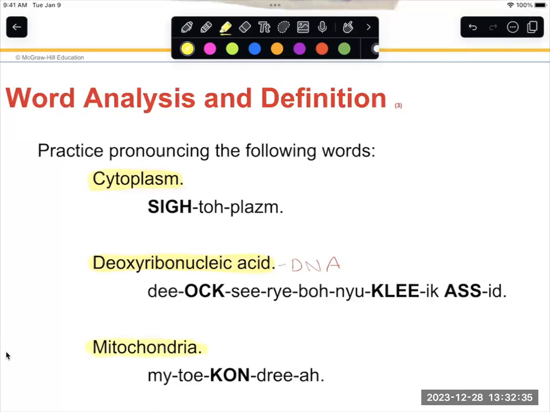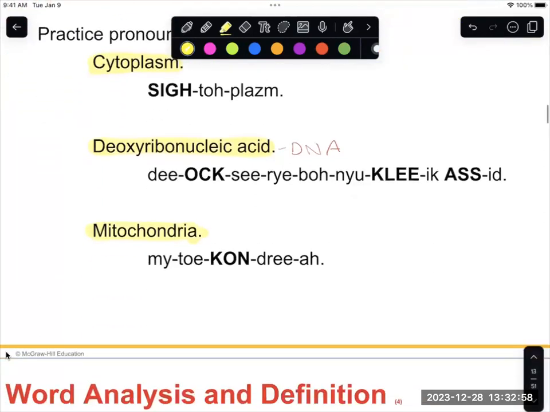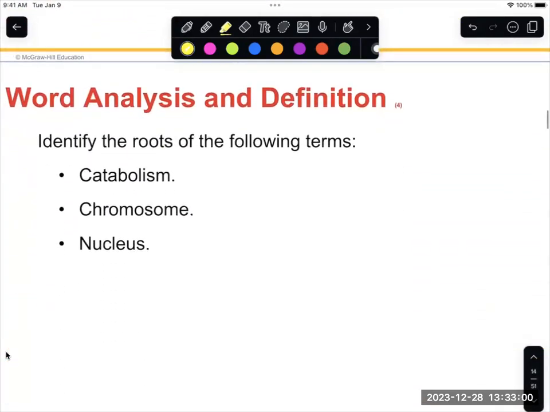And our last word on this slide is mitochondria. Mitochondria. This is that organelle that's going to store and release energy for cell activities. The energy plant of a cell. That's why it's that powerhouse. Makes your cells energy.